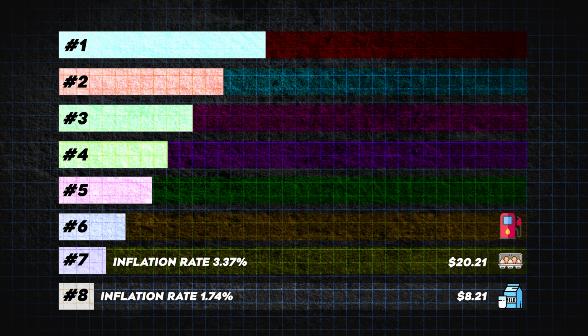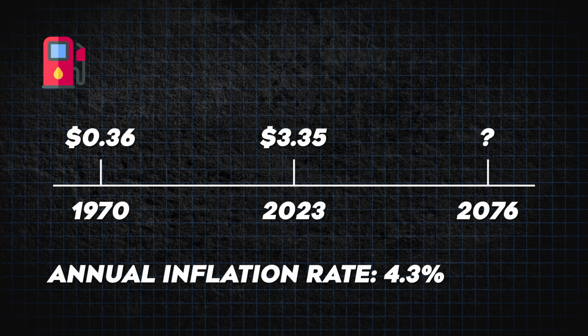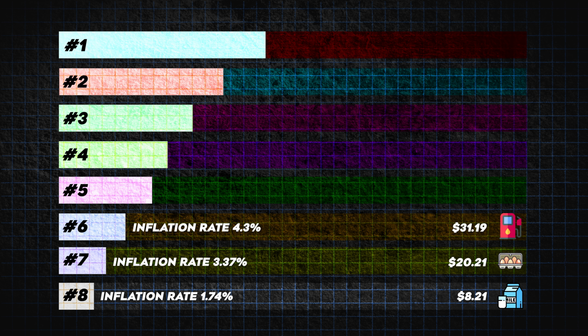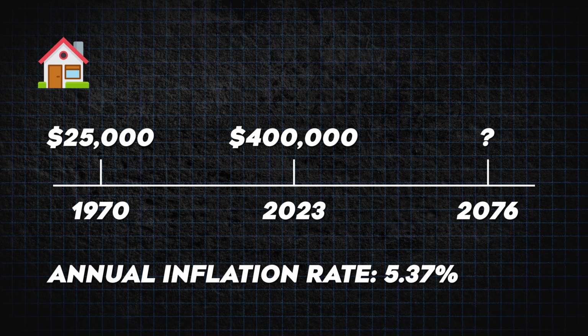Next, we have a gallon of gas, which in 1970 cost 36 cents, today costs $3.35 with an average inflation rate of 4.3%. If that continues, then in 53 years from now, 1 gallon of gas will cost $31.19. Next on our list is actually the average price of a home, which in 1970 was $25,000, today is $400,000 with an average inflation rate of 5.37%. Fast forward 53 years into the future, and the average price of a home will be $6,398,231. Better start saving up for that down payment now.